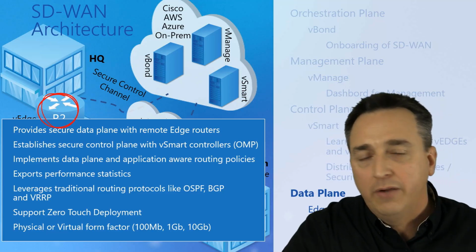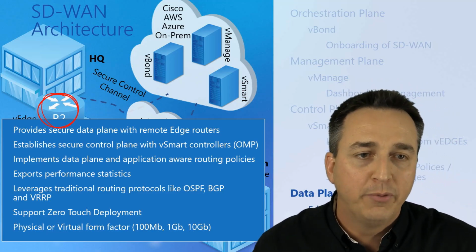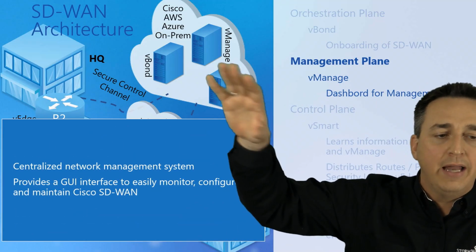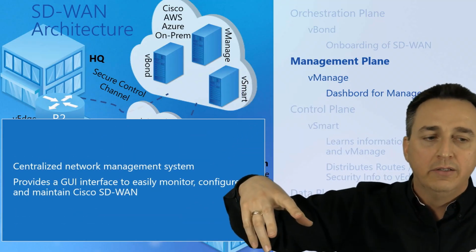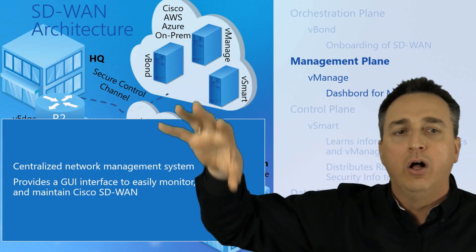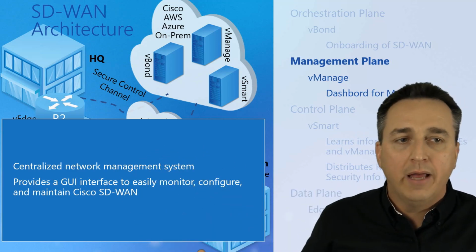And then, as I said, we got physical devices and virtual devices with many different port speeds to accomplish whatever you need. And then lastly here, we have vManage. vManage, I want you to remember, is your management plane. This is your dashboard for management. It's your single plane of management for Cisco SD-WAN.